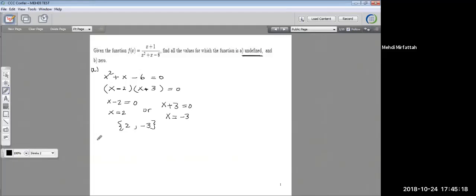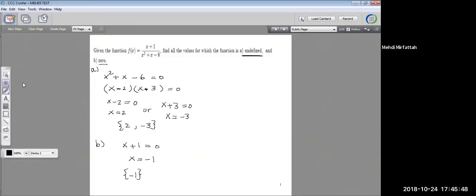For part B, they're asking for what value of x this whole thing would be equal to 0. Well, in order for this to equal 0, only the top portion needs to equal 0. So if x plus 1 equals 0, that means x is equal to minus 1. If x is equal to minus 1, this whole thing would be equal to 0.